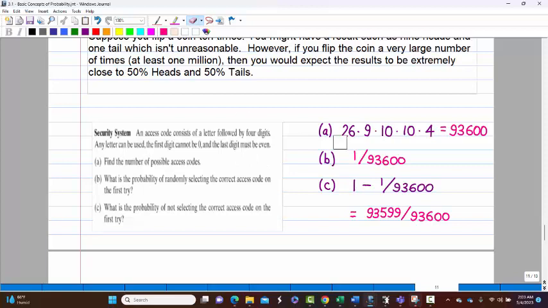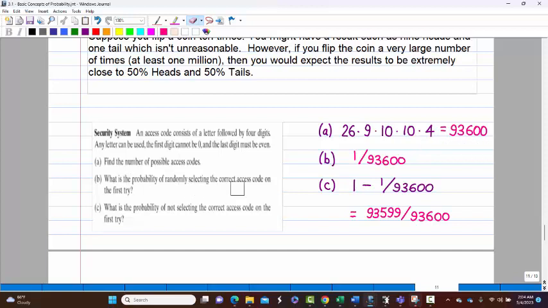Any letter, 26. First digit can't be a 0, so that means it can be anywhere 1 through 9, which is 9. It says nothing about the next 2 numbers, so all 10 are available for the next 2. The last digit must be even. Now keep in mind 0 is not an even number. So the only even numbers from 0 through 9 are 2, 4, 6, and 8. So there'd be 4 of them.